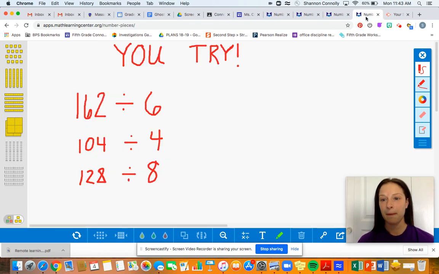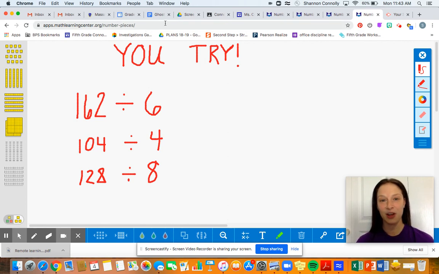So here's a bunch for you to try. I want you to think about 162 divided by 6. I want you to think about 104 divided by 4. And I want you to think about 128 divided by 8. Okay? Put those on your paper. Give it a try. If you're working on the computer, you can try going to this website and manipulating the groups of 10.